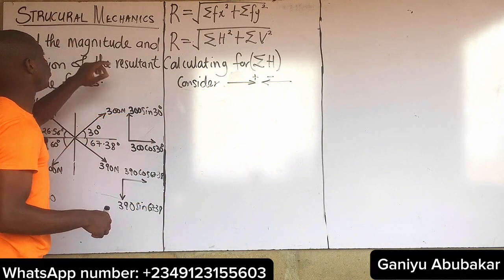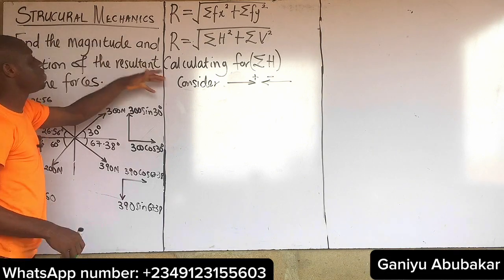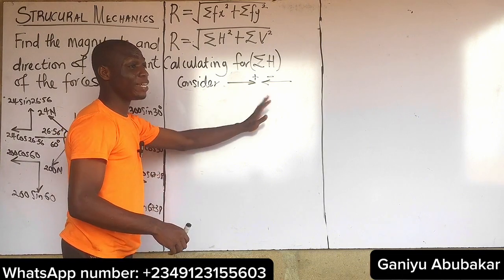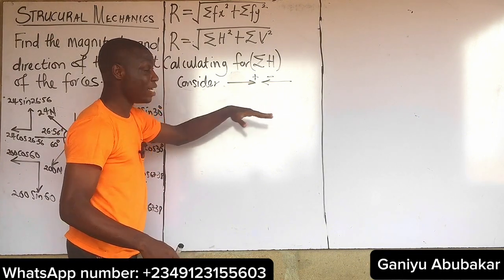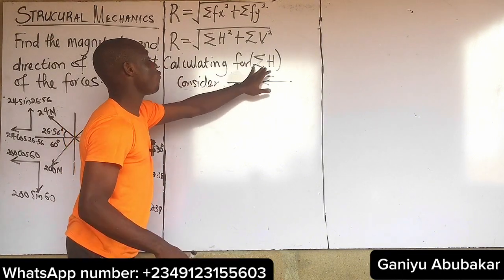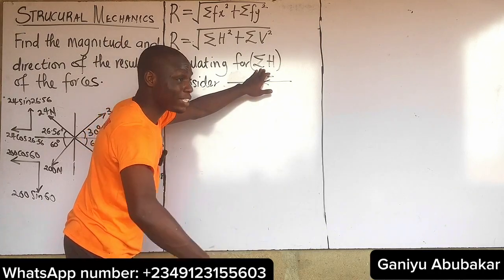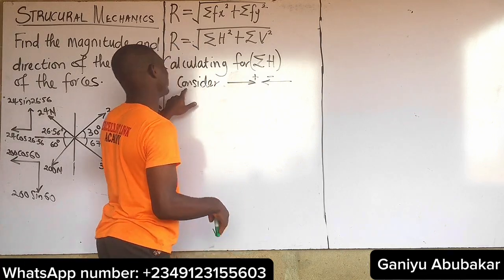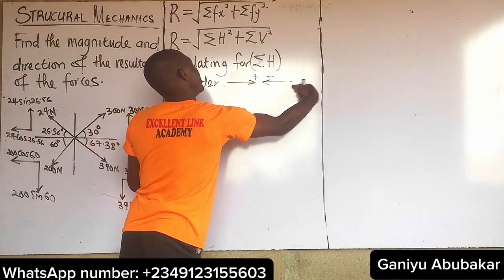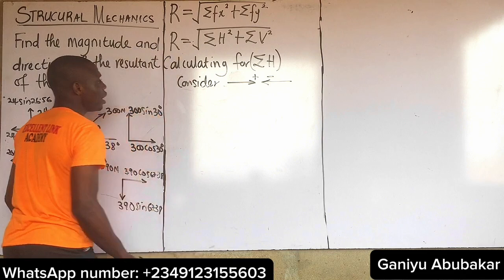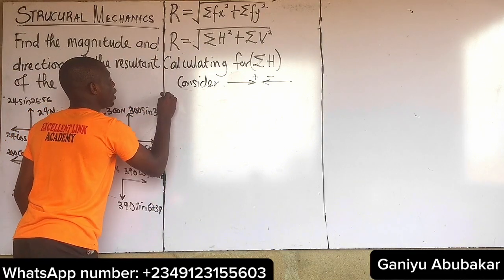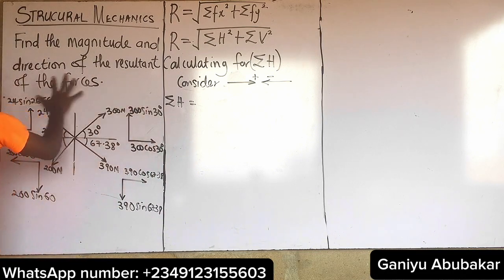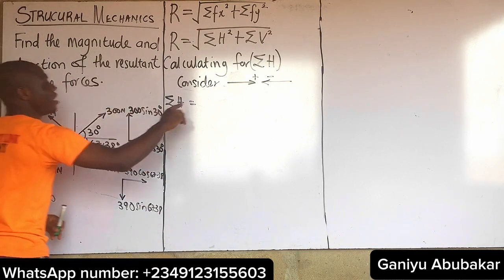Check the playlist on structural mechanics. You will see all this concept. We have discussed all this concept last class, so that's why I don't want to stress myself in explaining why all these are this. So calculating for forces, the addition of forces acting along horizontal component. That's the meaning of this one here. So consider that right force is positive, left force is negative.